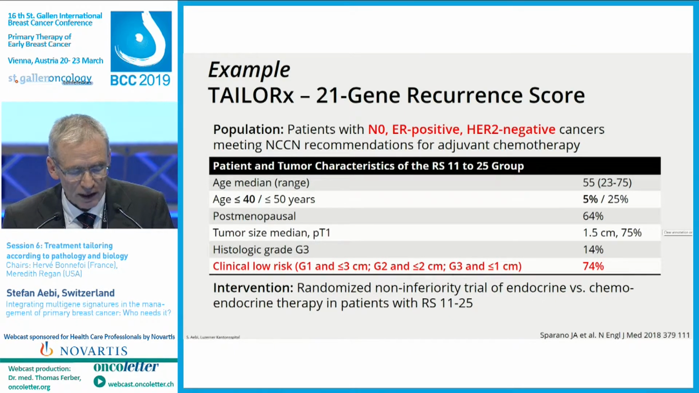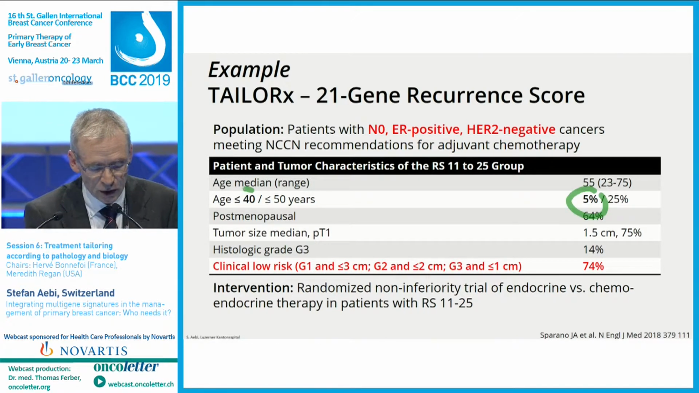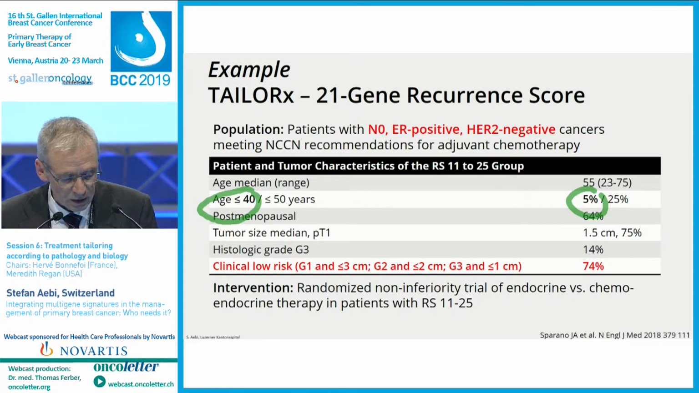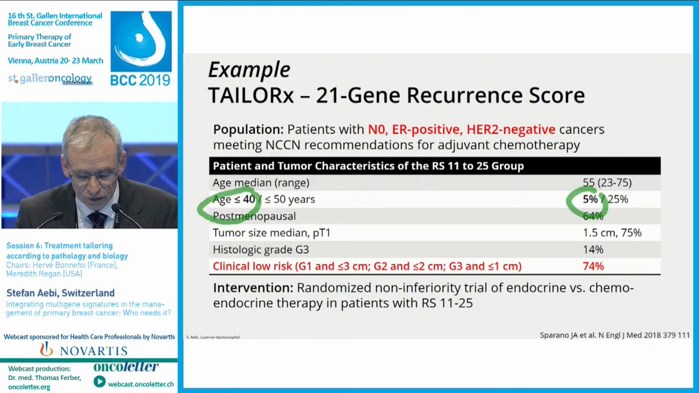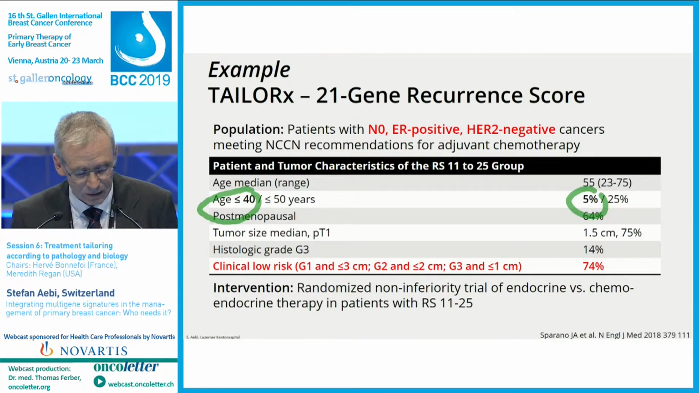The population were patients with N0, ER-positive, HER2-negative breast cancers, meeting NCCN recommendations for adjuvant chemotherapy. That is important. What were the patient characteristics? 5% of patients were below age 40, 1/4 was below age 50, so 3/4 were above age 50, 2/3 were postmenopausal. Most patients had T1 disease, and only 1 out of 7 patients had a histologic grade 3. So most patients, 3/4, had a clinical low risk.